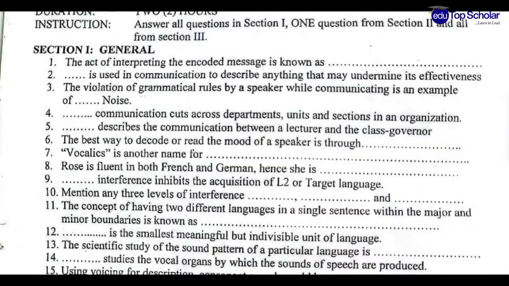The violation of grammatical rules is a syntactic noise. When words are arranged wrongly, you have violated grammatical rules. That is syntactic noise. Some people call it grammatical noise. It is either grammatical noise or syntactic noise. Then number 4, dash communication cuts across departments, units, and sections in an organization.